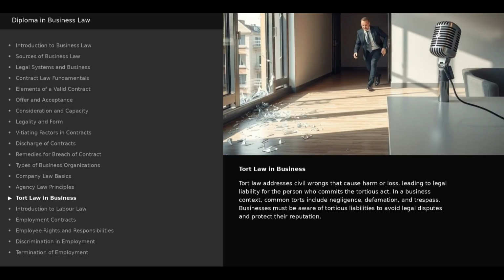Tort law in business. Tort law addresses civil wrongs that cause harm or loss, leading to legal liability for the person who commits the tortious act. In a business context, common torts include negligence, defamation, and trespass. Businesses must be aware of tortious liabilities to avoid legal disputes and protect their reputation.